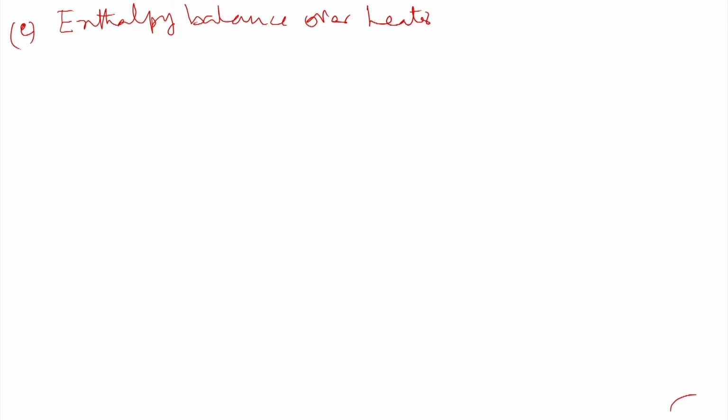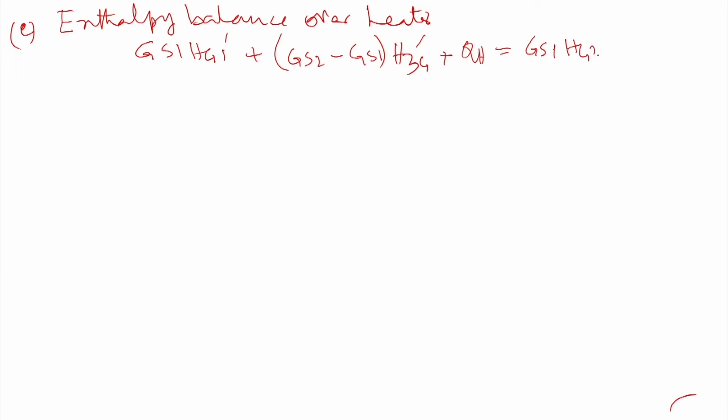So, we will be doing this: GS1 into Hg1 prime, plus whatever is recycled back, that is (GS2 minus GS1) into Hg3 prime, plus what is lost. We can say this QH amount is what is entering, that is GS1 into Hg2 prime. So, we will put all this in to get the amount of heat lost.